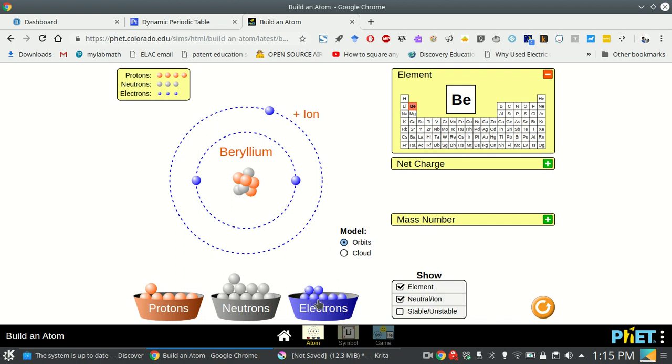You see what I'm doing here? Just put in electrons, and it doesn't matter how many I put, it's still beryllium here. It looks like the only piece of the atom that matters for the element name is the protons. How about that?